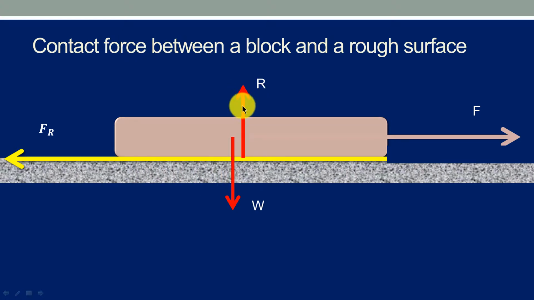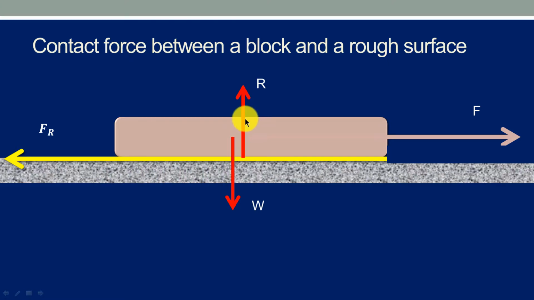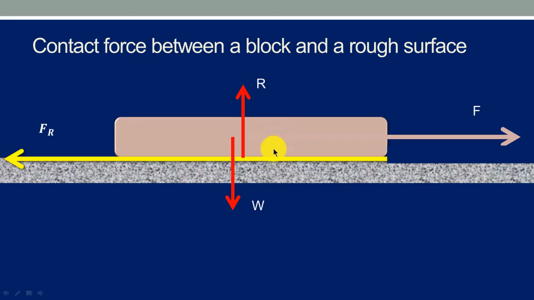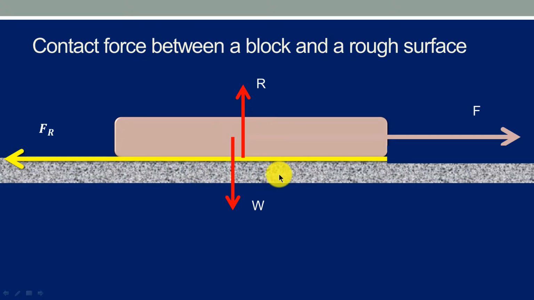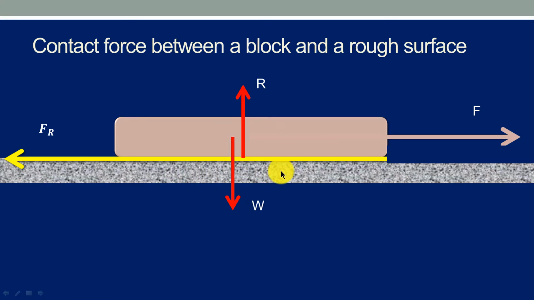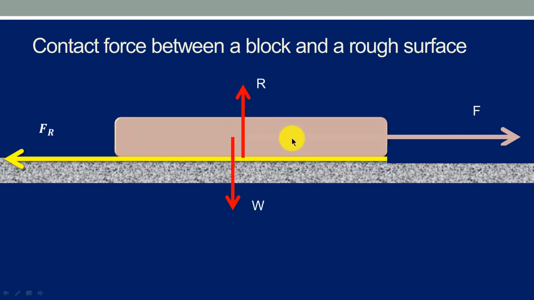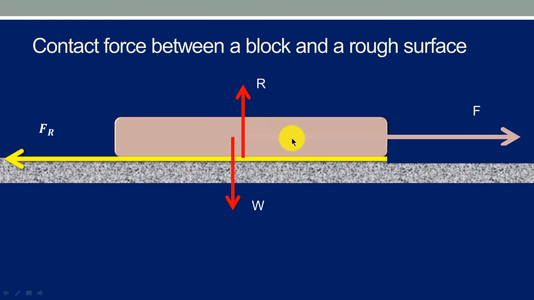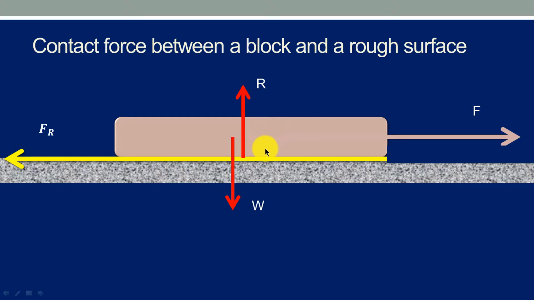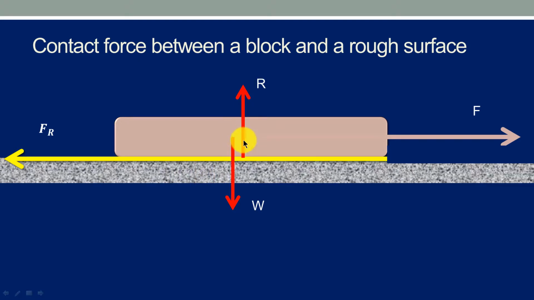That means these two forces, this one and this one, are actually components of a force we refer to as the contact force. These two surfaces are in contact, and therefore this block exerts a force on the surface. Similarly, according to Newton's third law, the surface itself will exert an equal force on the block. Now, what is the direction of this force? The force that this block exerts on the surface is in this direction.